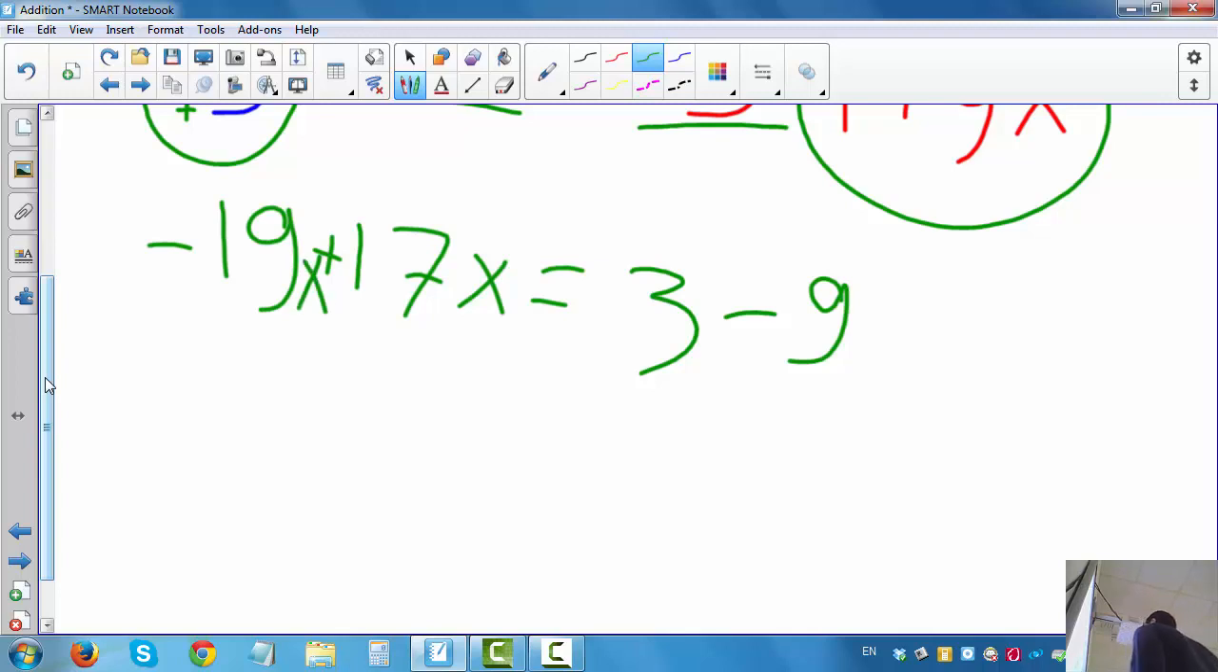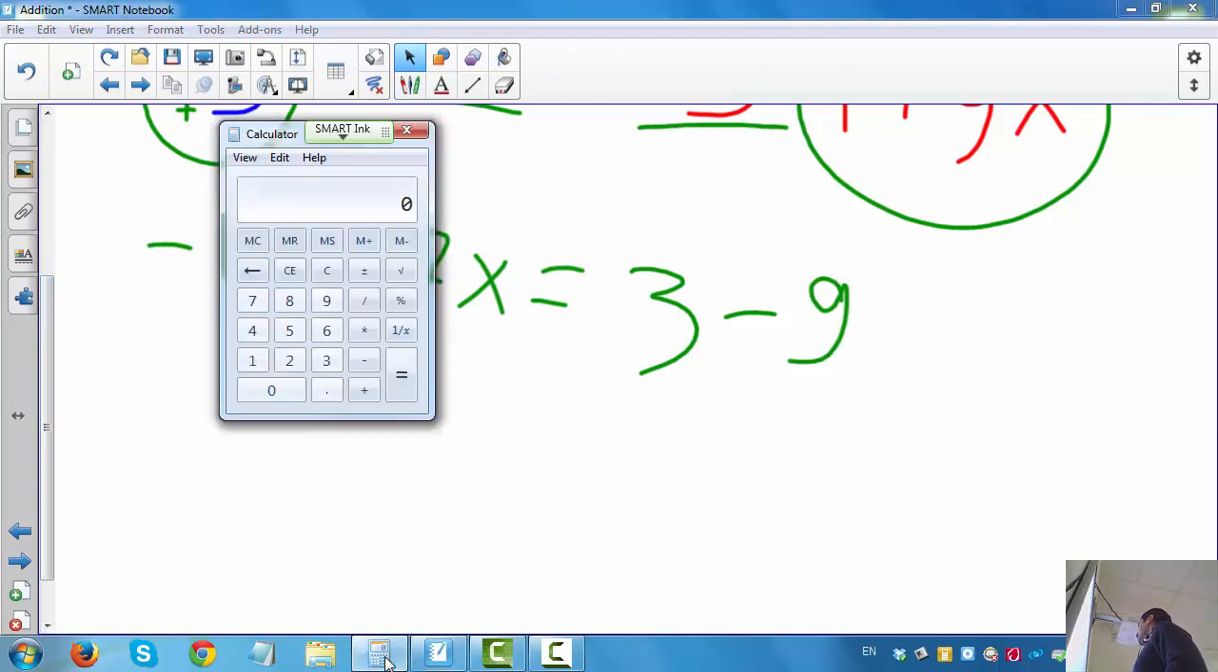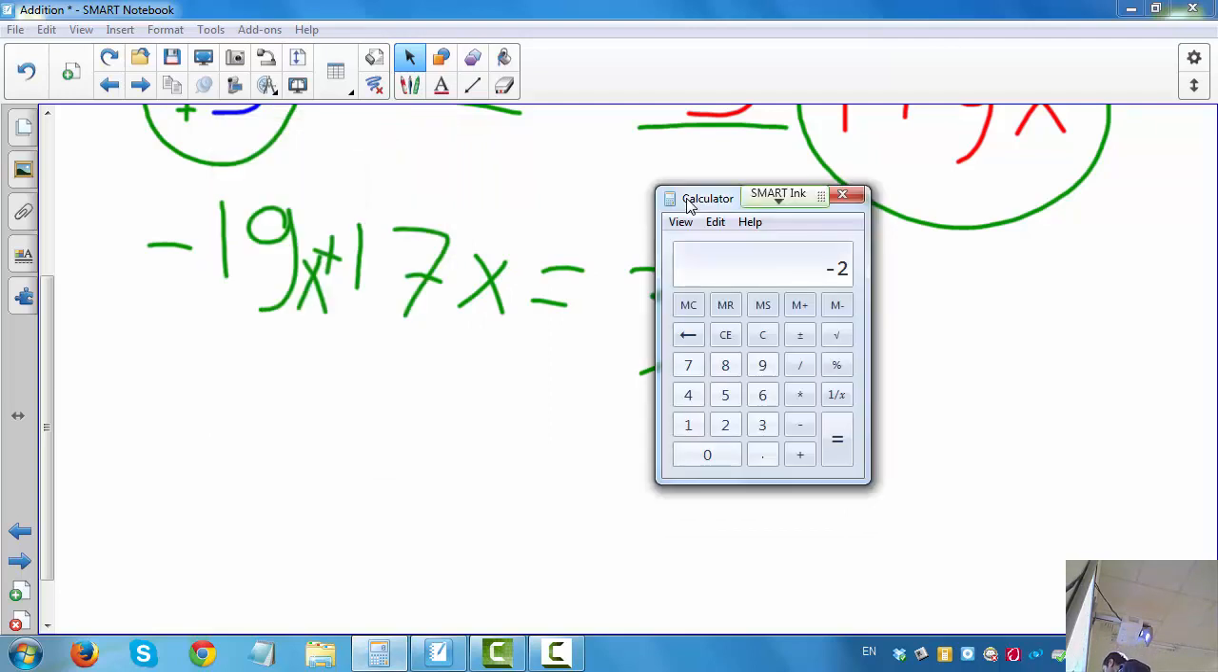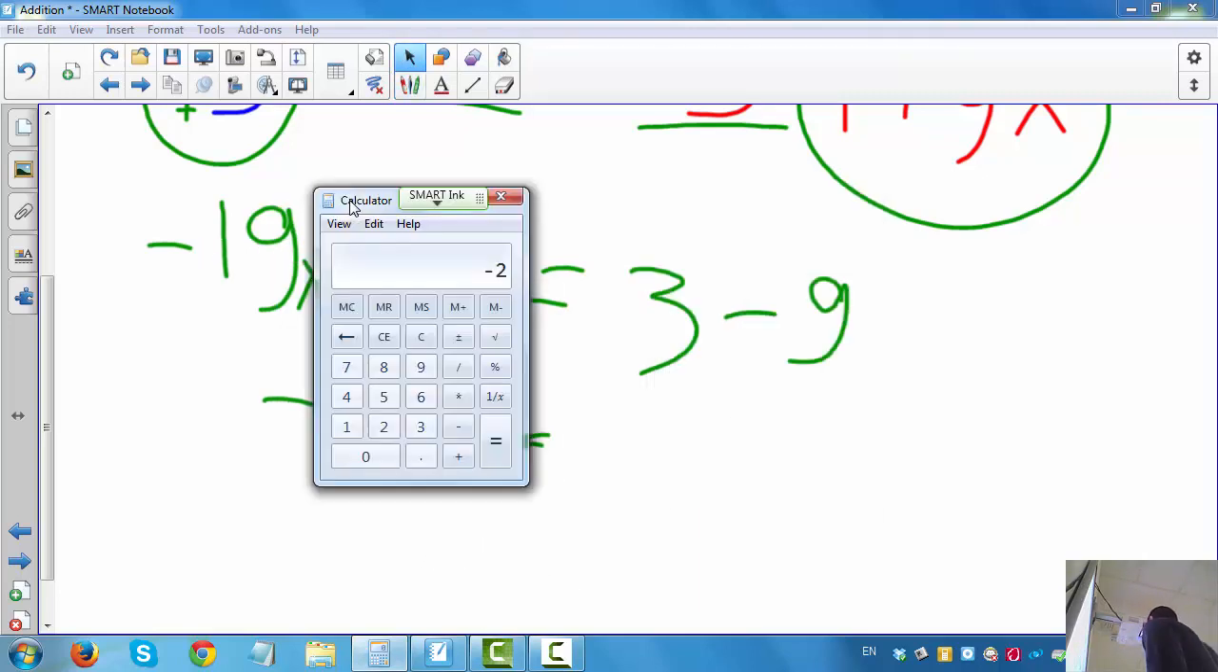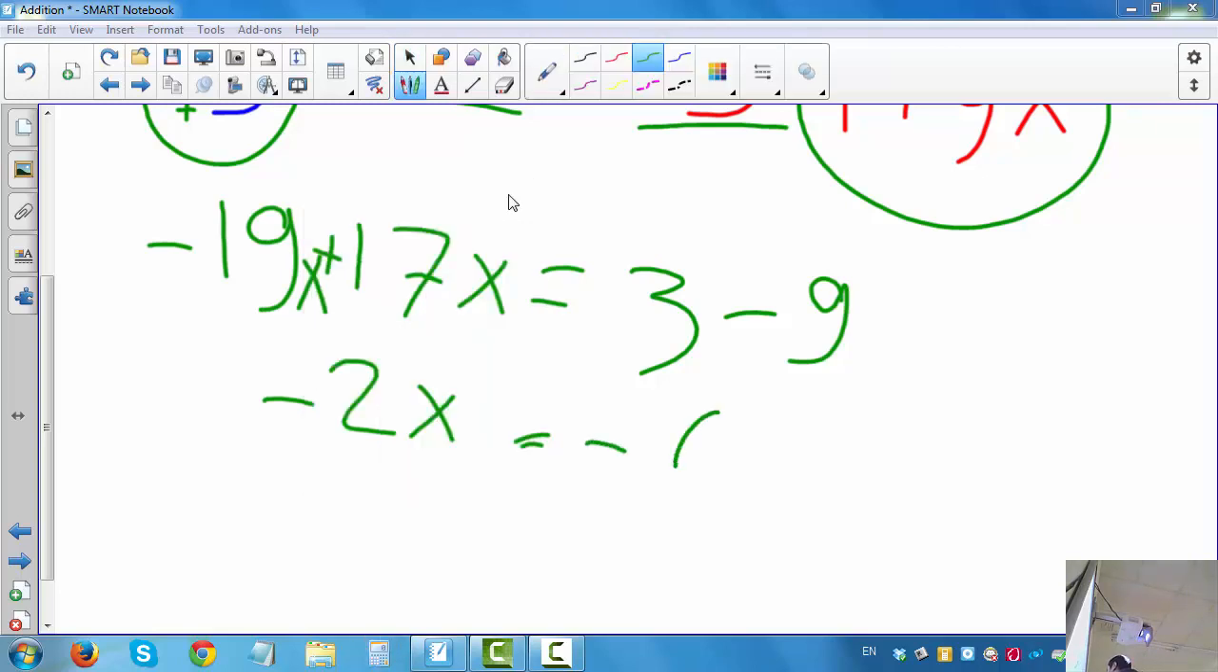Did I forget the x again? Yes, I did. So this is not just 19, it's 19x. Minus 19x plus 17x is no more than minus 19 plus 17. That will give me minus 2. I got minus 2x here. And then over there on the right side I have 3 minus 9, which is minus 6.